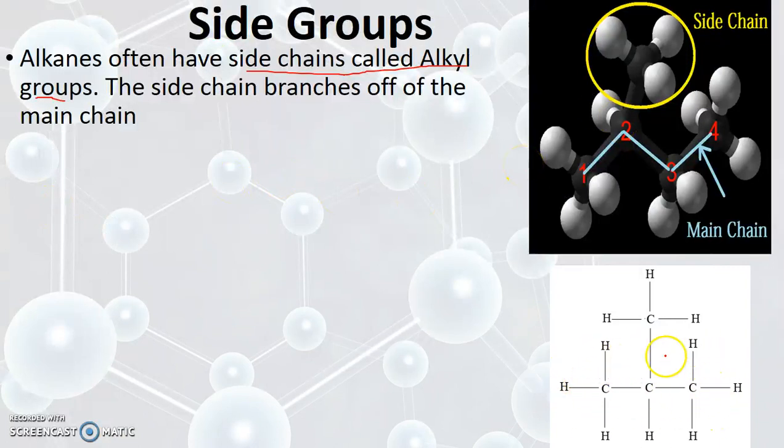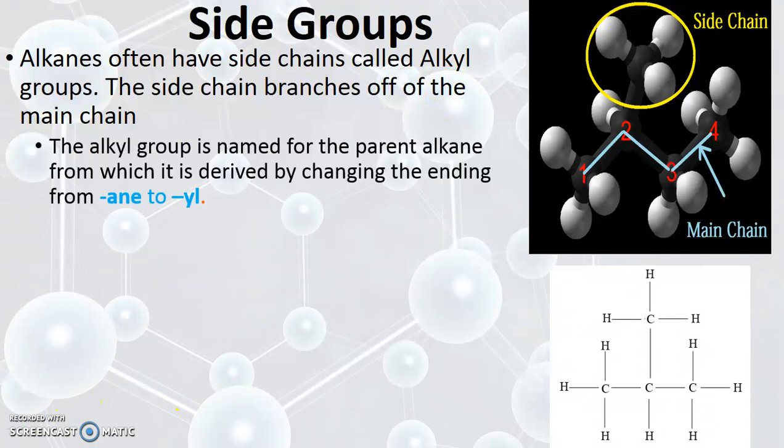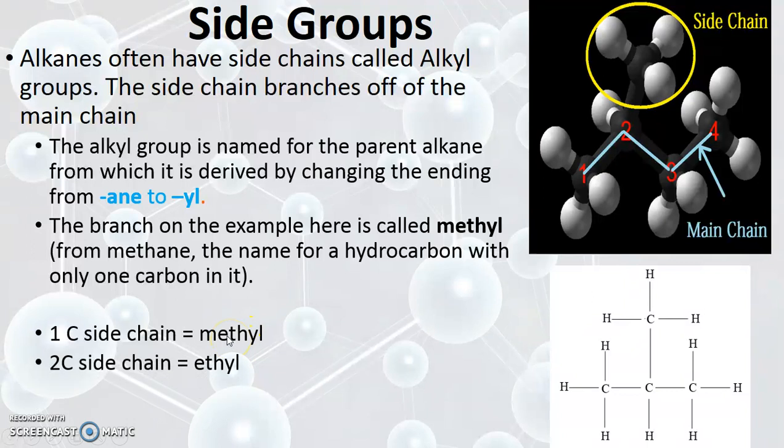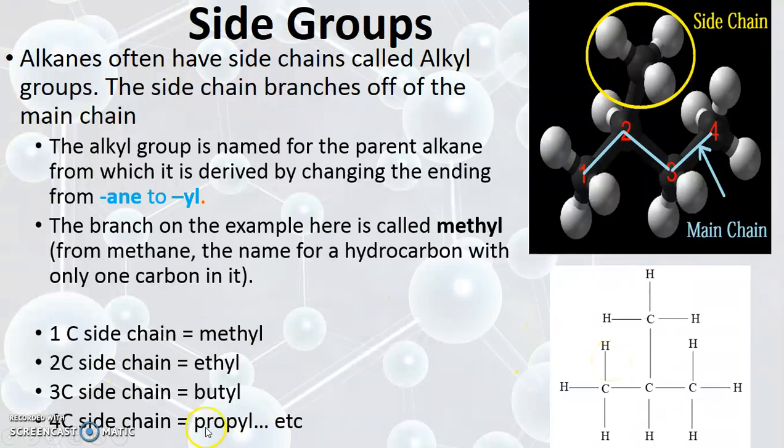propane is the main carbon chain. Then I have this side group, and it's one carbon, so I use the prefix meth and add the yl ending to it. So, for example, a one-carbon side chain is a methyl. A two-carbon side chain is an ethyl. A three-carbon side chain would be a propyl. A four-carbon side chain, butyl. And that would continue on.